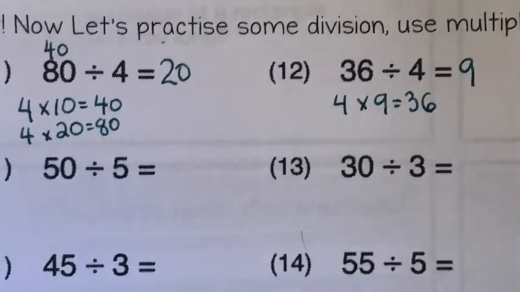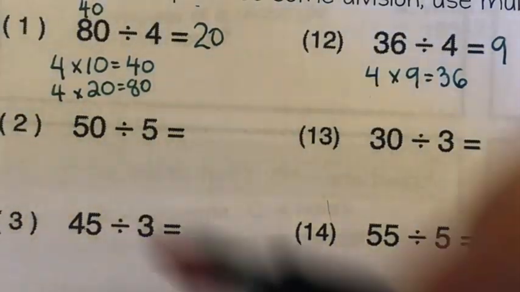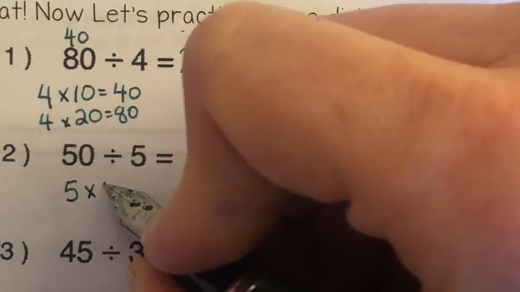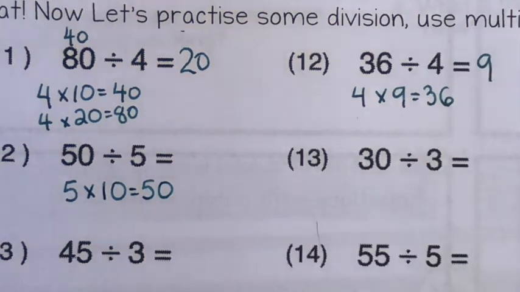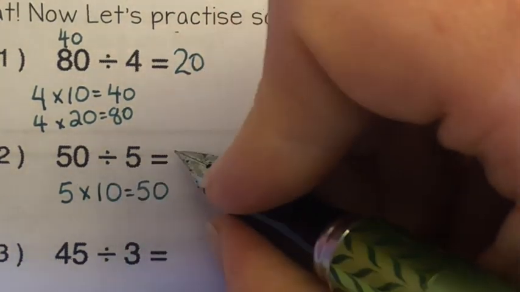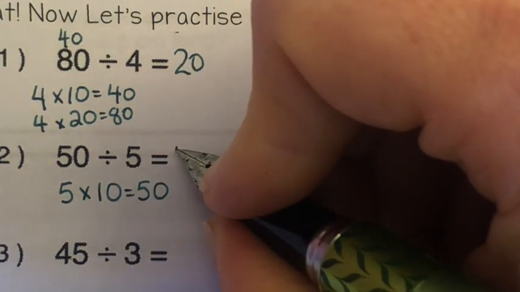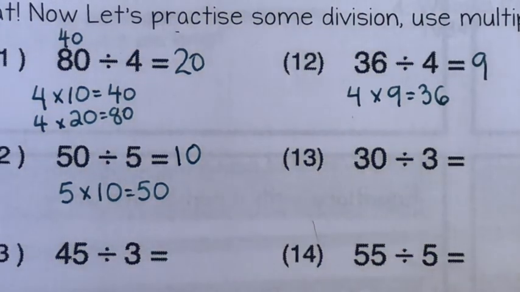Let's go on to the next one. 50 divided by 5. So I know that 5 times 10 is 50. And I've heard from so many of you telling me you're practicing your multiplication facts, which is amazing. So maybe this is getting easier for you the more you practice. 5 times 10 is 50. So 50 divided by 5 is 10. I'm misspeaking and I don't want to confuse you guys.